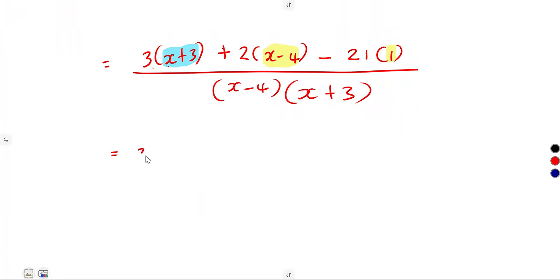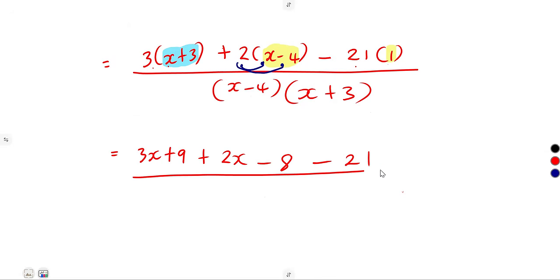3 times x, that's 3x. 3 is going to multiply positive 3, so that is positive 9. Then we have got the second part, which is positive 2 times x. That is going to give us 2x. Then we have positive 2 multiplying negative 4, that is going to be negative 8. Negative 21 times 1, that's negative 21. Everything over the given brackets as they are.